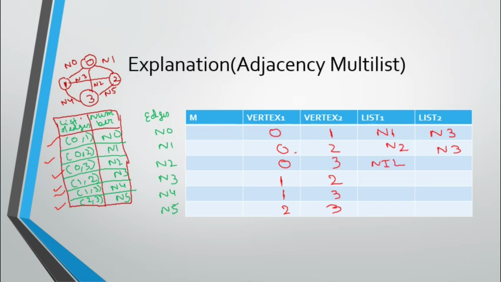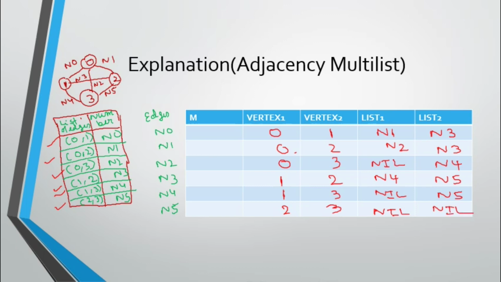Where does the next 3 come? In n4, so write n4. Next is 1, where does the next 1 come? In n4, so write n4. Where does the next 2 come? In n5, so write n5. For 1 to 3, the next 1 is not coming anywhere, and the next 3 comes in n5, so write n5. For 2 to 3, this is the last edge, so the next 2 and next 3 will not come. That is why it is nil.